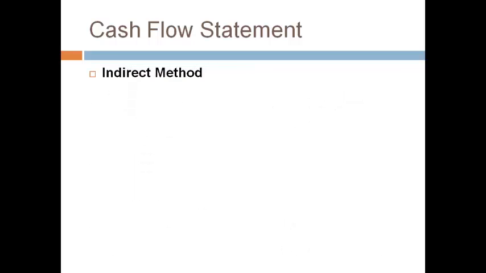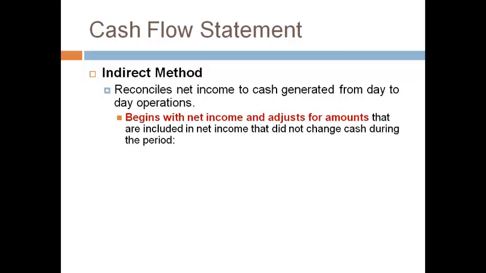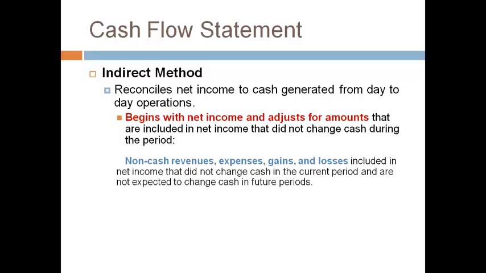The indirect method starts with net income and considers items that represent amounts included in net income. Some revenues are not collected in cash this period or in future periods. Some expenses are never paid in cash in the current period or future periods. Gains and losses are the net of the asset and the cash and do not equal the cash received from the sale.